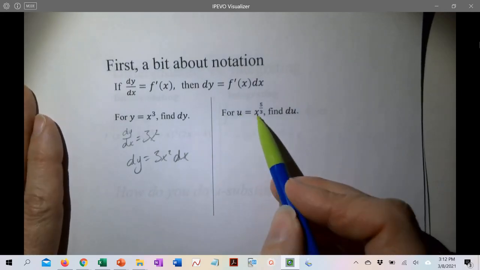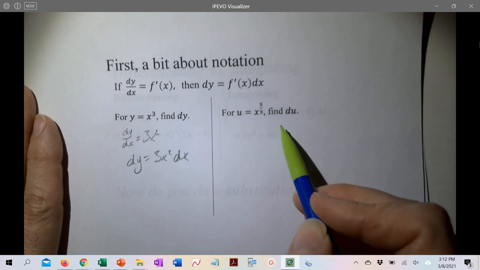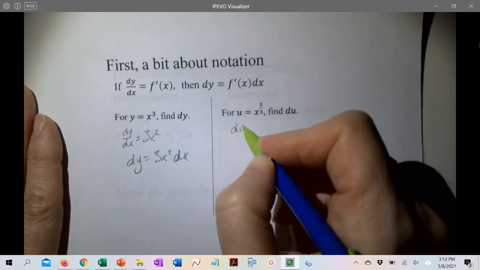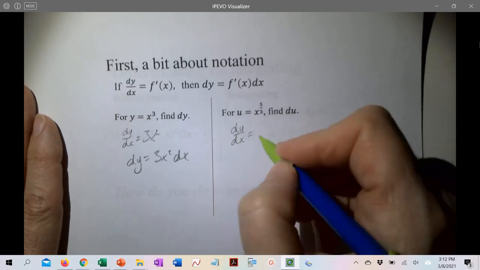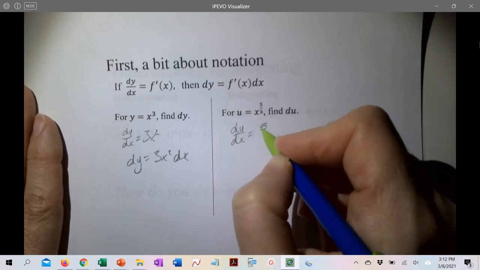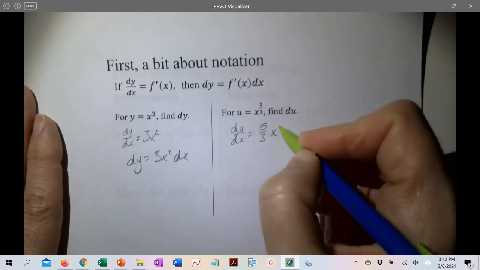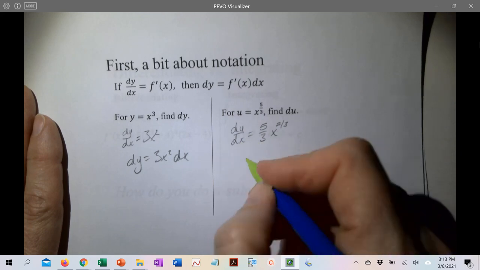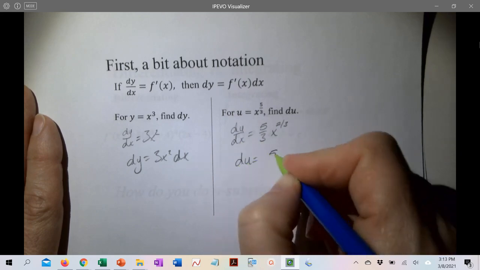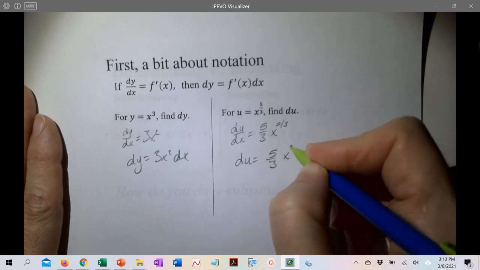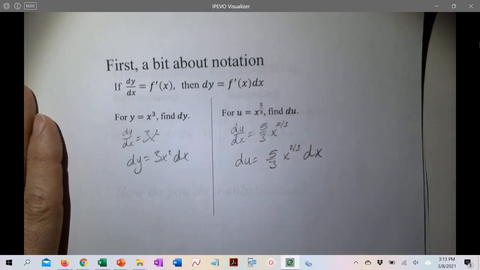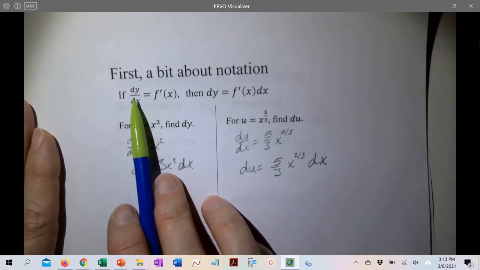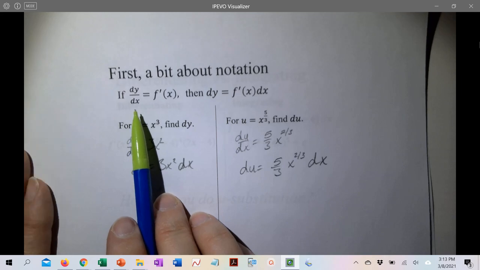We have u equals x to the 5/3 power, and we want to find du. So if I do the derivative, that's going to be du dx equals, remember with derivatives, we bring that exponent down to the front and then we subtract 1. So it's going to be x to the 2/3. And then I will multiply both sides by dx. So I have du equals 5/3 x to the 2/3 dx. Okay? So the point here is that the dy dx, even though this isn't technically a fraction, a lot of times we treat it like a fraction.